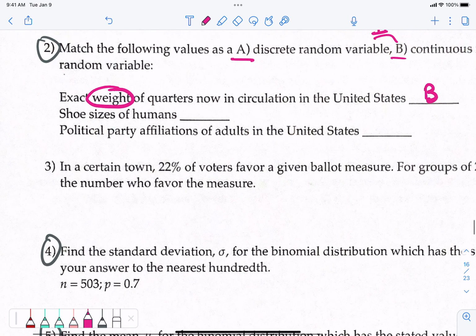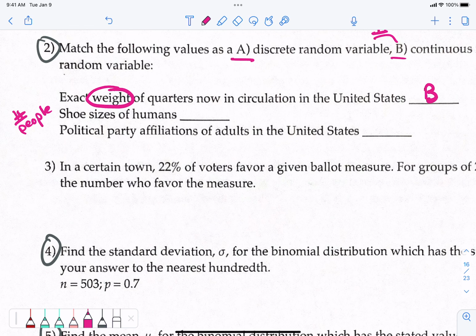Shoe size of humans. Yeah, I would say discrete, though shoe sizes might be a category. If we're talking about the number of people that have each shoe size, then I would say maybe it's discrete. I don't know. Did anybody say not a random variable for that one? I think we also have A. I have an A as discrete.